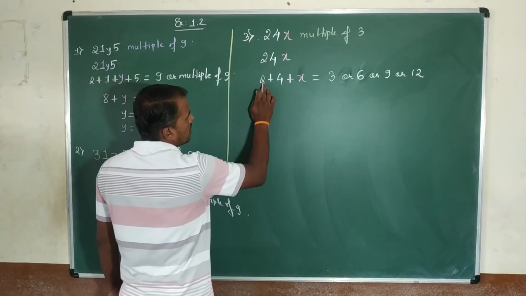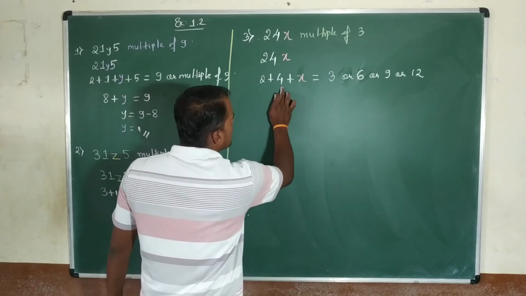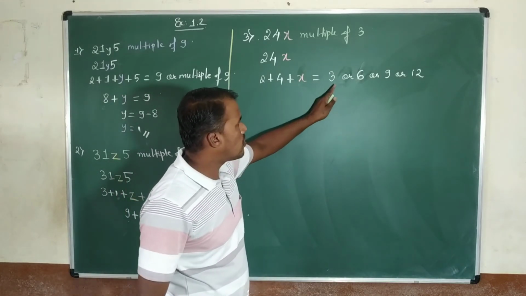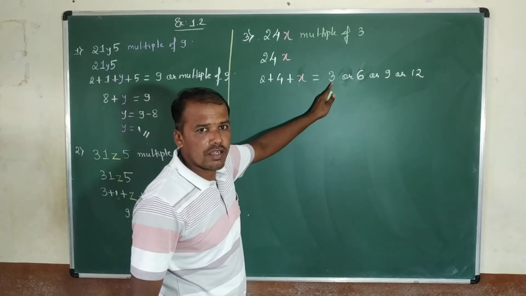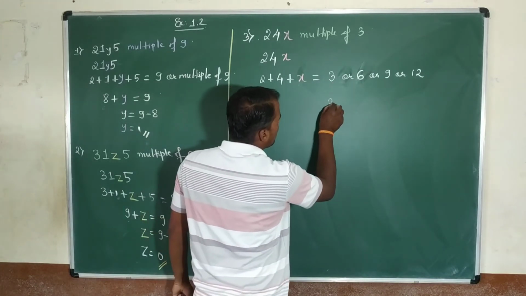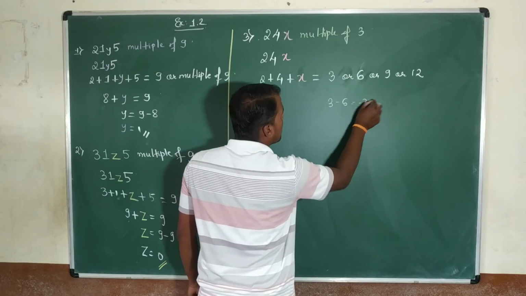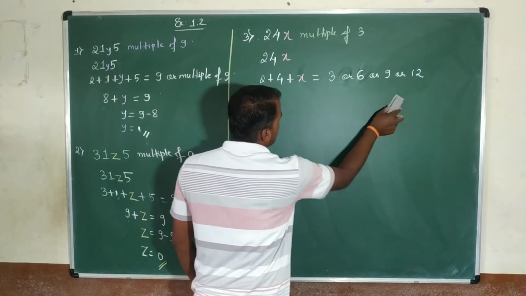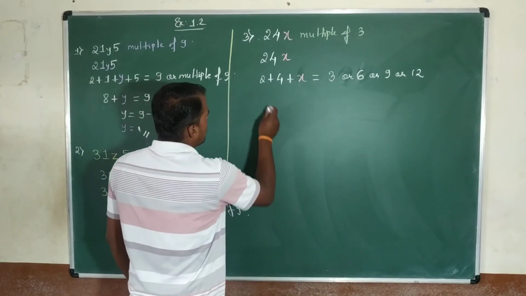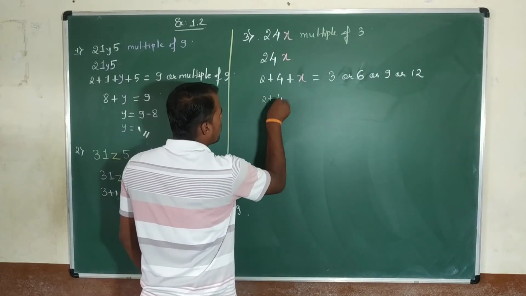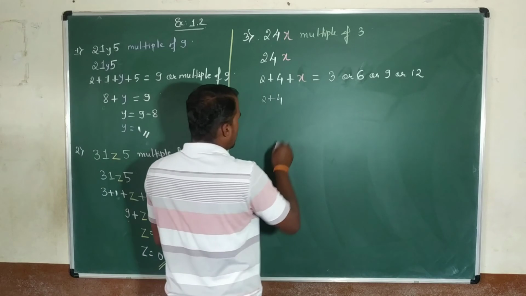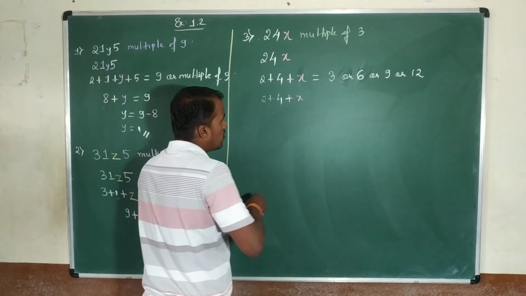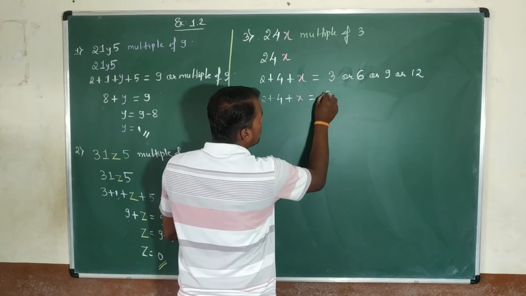Now check here. 2 plus 4, 6. 6 goes to that way, means minus. If I take here 3, then minus 6, answer is minus 3. It is not possible. So we have to take 2 plus 4 plus x is equal to, we have to take minimum 6.